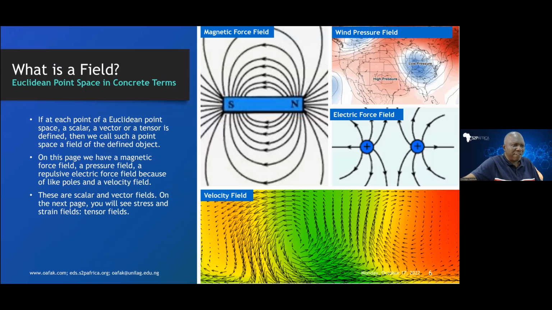What is a field? You look at the Euclidean point space in concrete terms. We are showing you now the Euclidean point space in concrete terms. For instance, in the first picture here, you can see the south and north poles of a magnet. And if you have done this experiment before, it is so easy to do. Just get some iron filings and some other things, and you'll be able to see the lines of force.